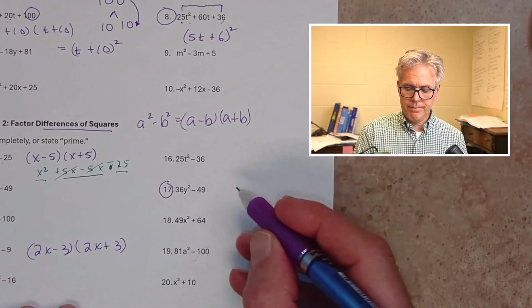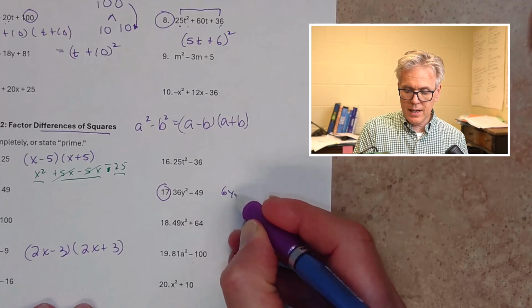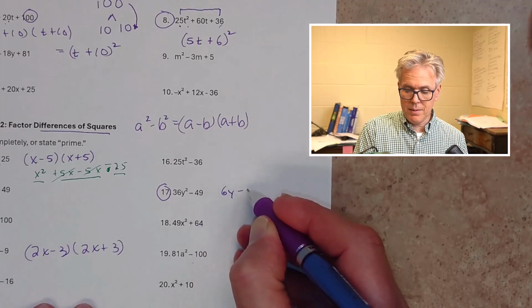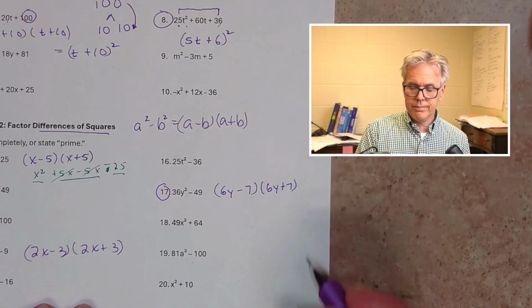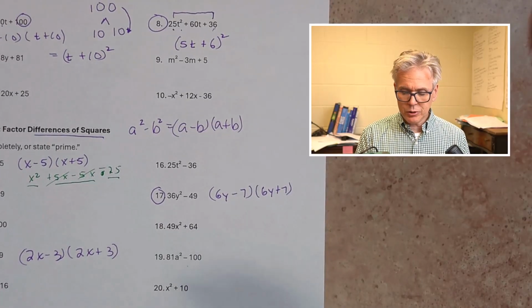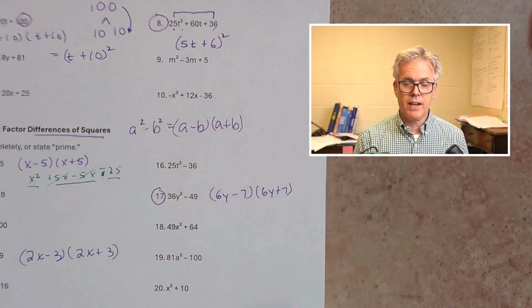About 17. Square root of 36 is 6. So this is going to be 6y. Square root of 49 is 7. So 6y minus 7, 6y plus 7. The difference of squares are much, much easier than their counterparts when we're factoring trinomials.